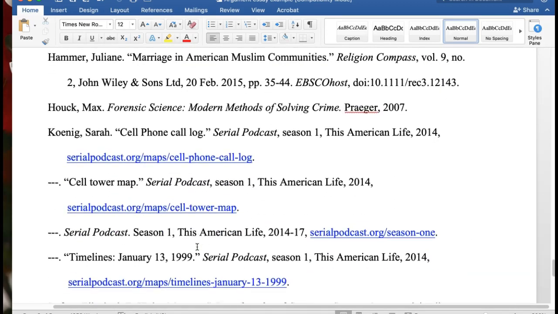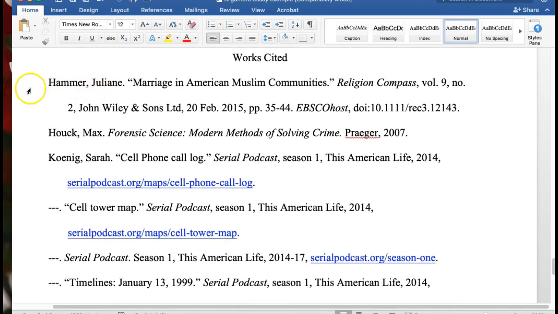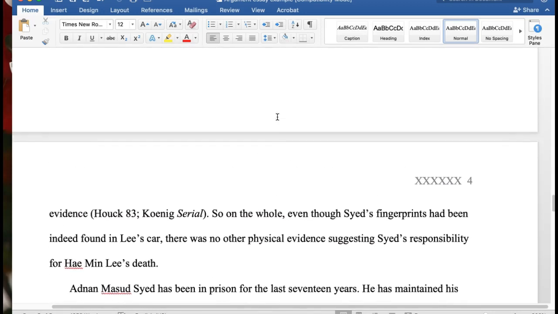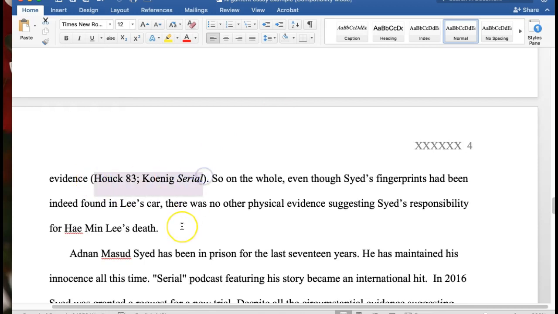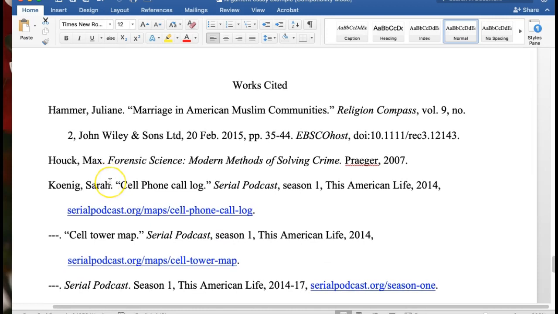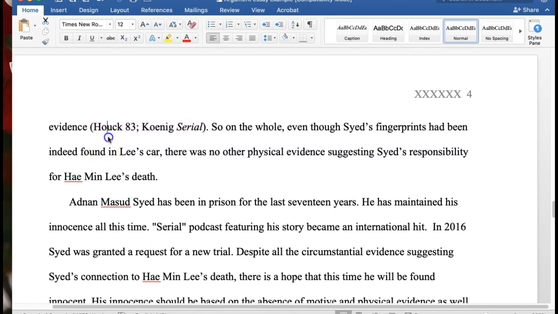We scroll down and we see that she has used Hammer, and Hammer relates to Julianne Hammer, and she wrote a piece called Marriage in American Muslim Communities. She got this from the EBSCO database. It really should say Academic Search Complete here. She gave us a DOI to show us where it is, and this particular article has page numbers because this is in a journal called Religion Campus, volume 9, number 2, and it's on pages 35 through 44. And she found this particular information on page 38, which is between here. See how that works? That's how you know that the in-text citation relates to the works cited page, which is why you need to do the works cited page first, so you understand how you're going to cite in the research paper.